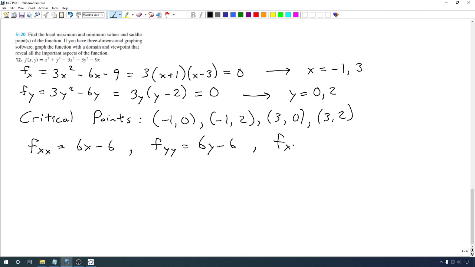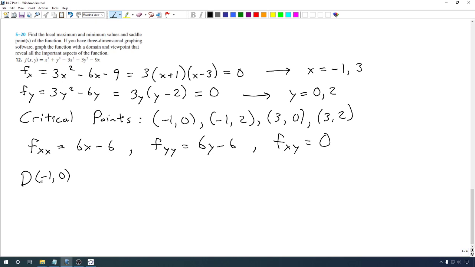And then finally for f sub xy, we can actually take either one of these and differentiate with respect to the opposite variable. We'll get the same result either way. But since we don't actually have any y's in the formula for f sub x or any x's in the formula for f sub y, this is just 0. So we'll go ahead and compute D for all 4 of these critical points.